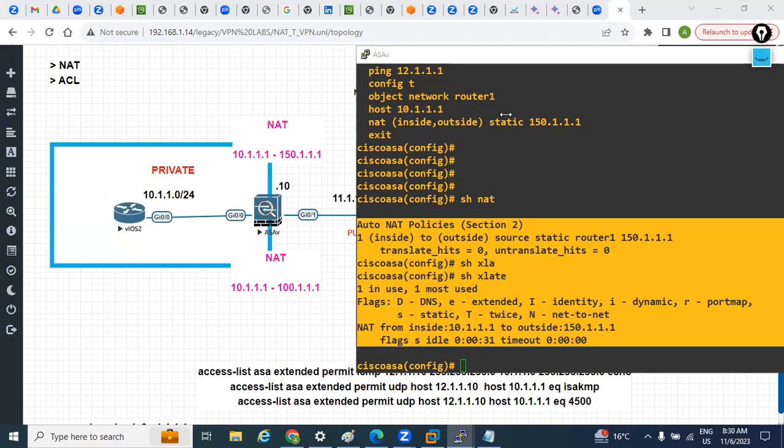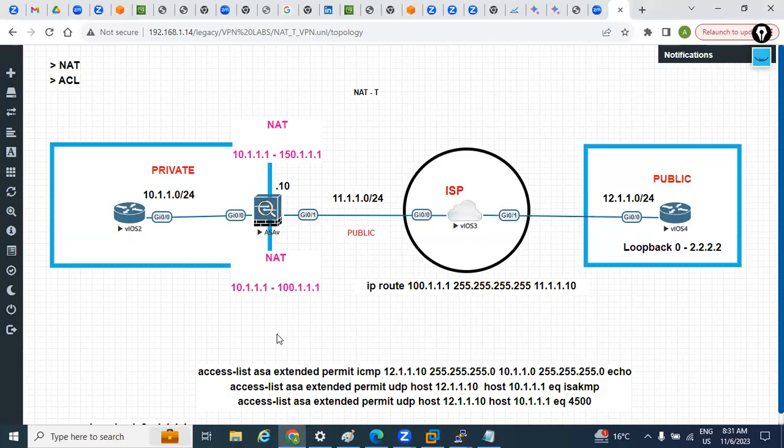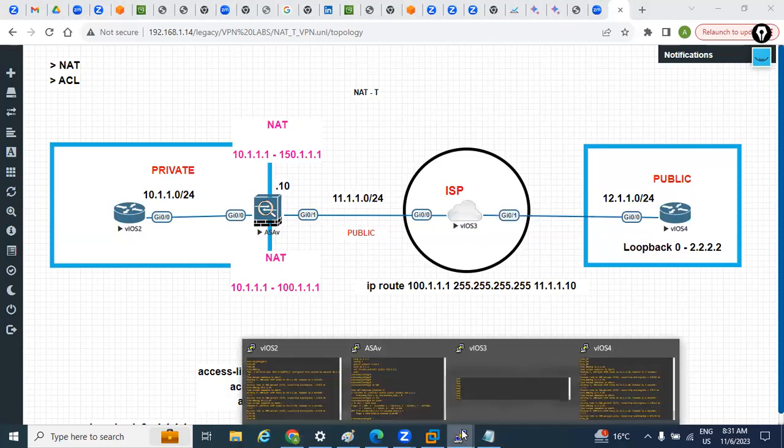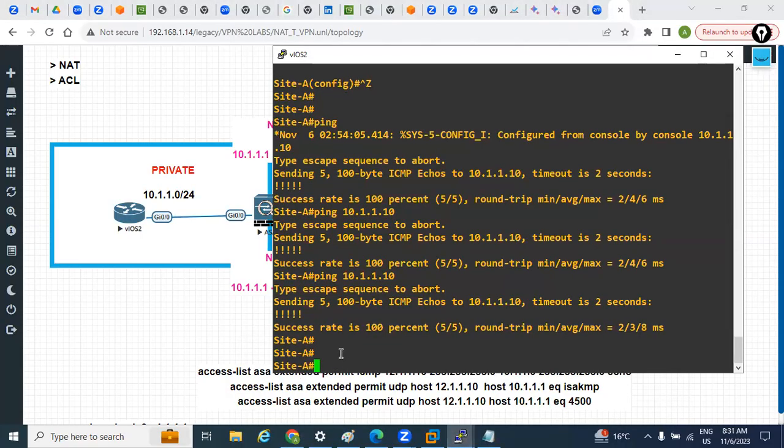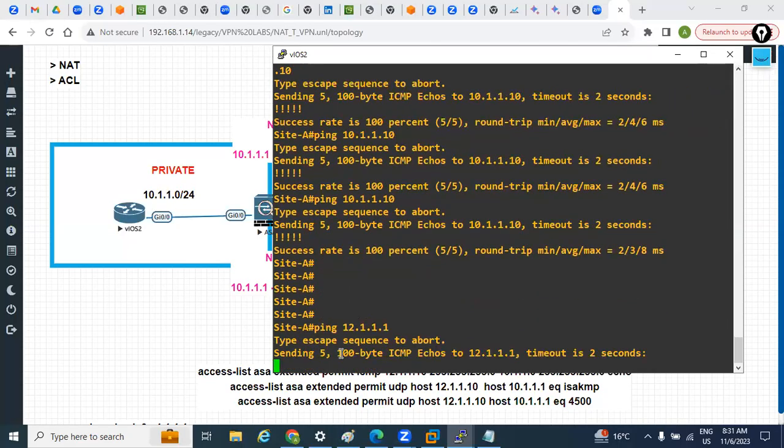Yeah. Okay, so this is the NATing I have configured. This is the static NAT. Now, with the help of static NAT, if I try to ping 12.1.1.1, is this possible? Now you can see, is the 12.1.1.1 ping happening or not? No, it's not. Why?